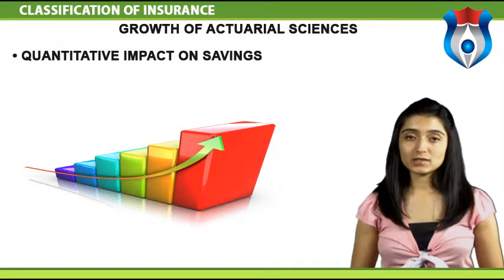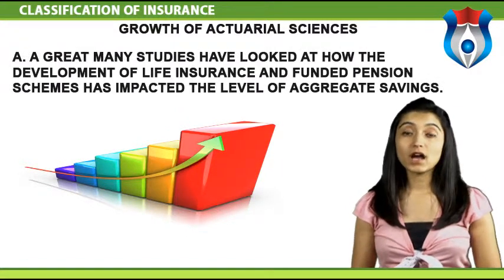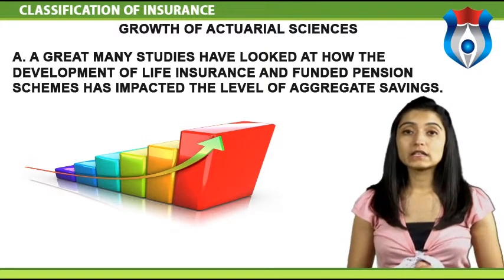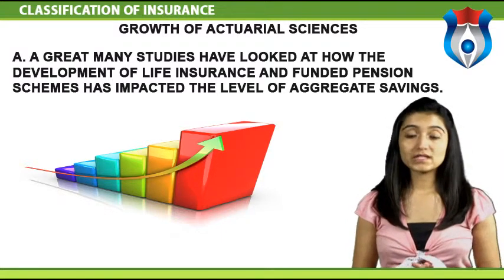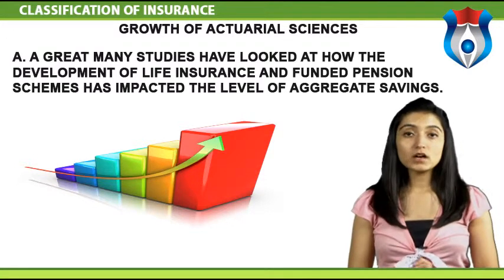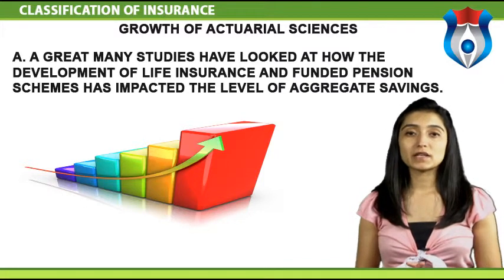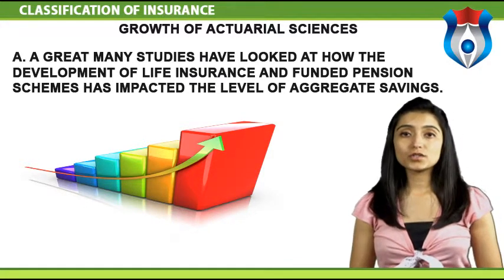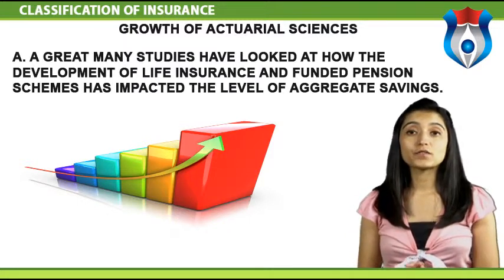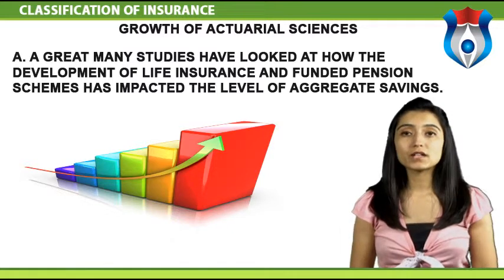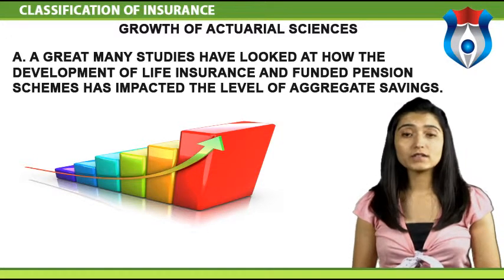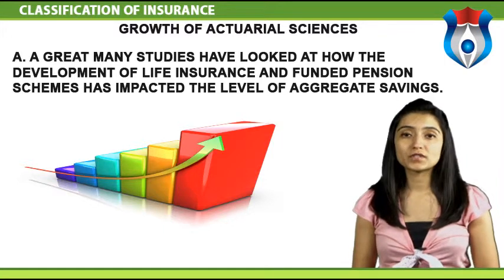Quantitative impact on savings. A great many studies have looked at how the development of life insurance and funded pension schemes has impacted the level of aggregate savings. When such schemes are instituted, they generally have a positive effect. A number of arguments have been advanced to explain this. First, when they are instituted on a compulsory basis, contractual savings plans, life insurance, and pension funds raise the level of aggregate savings if they involve a rate of mandatory savings that is higher than the rate for which households would have opted voluntarily.